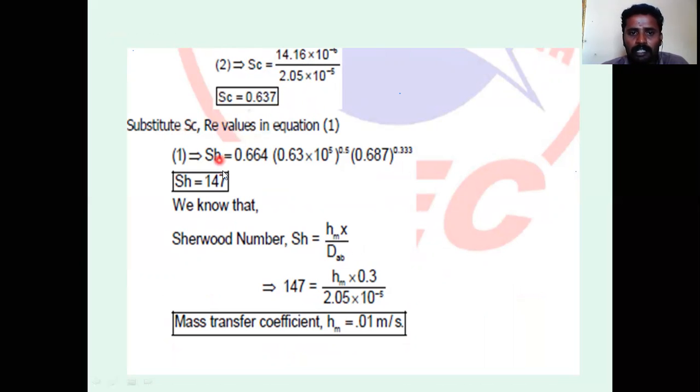Substitute Sc in the Sherwood number. So finally, we calculate the Sherwood number as 147. That 147 value is used to find the hm value from cross multiplication. Finally we calculate the mass transfer coefficient hm is equal to 0.01 meter per second.